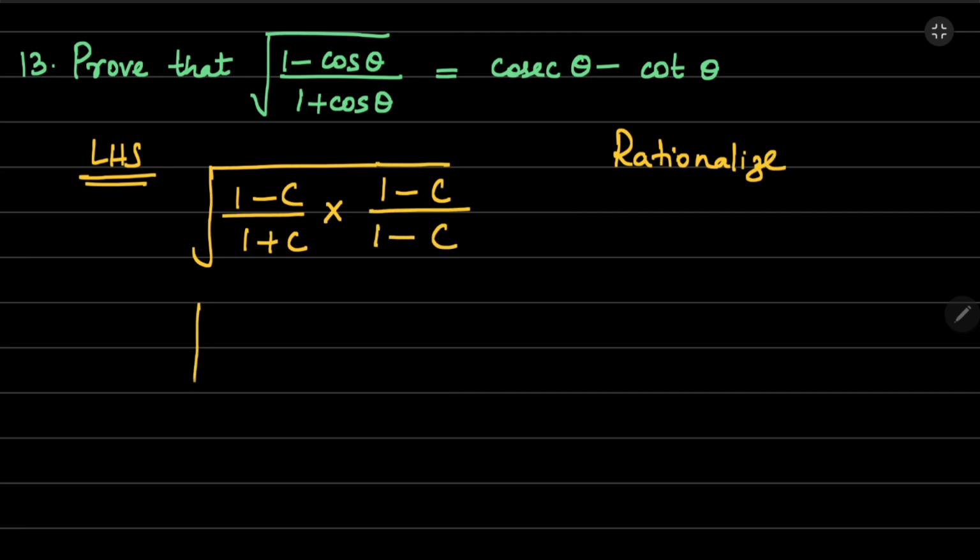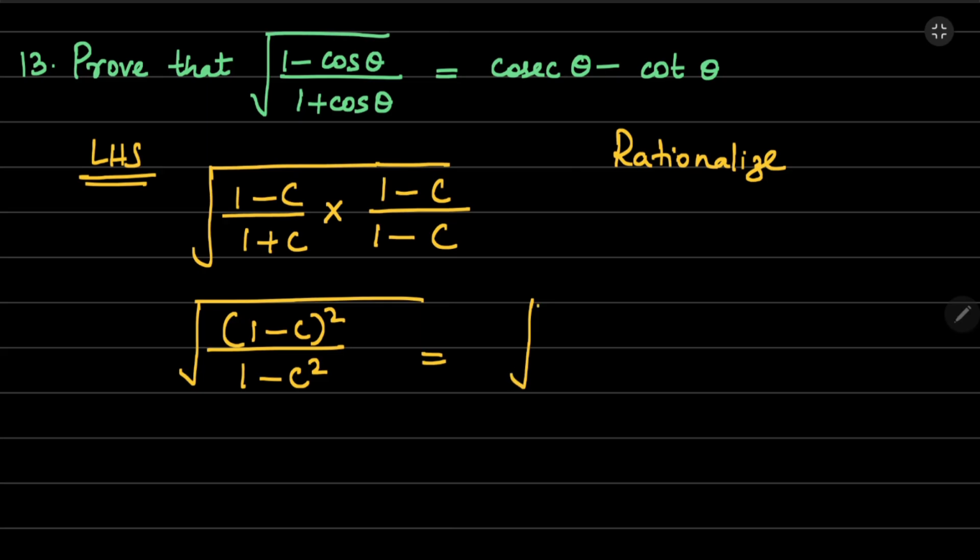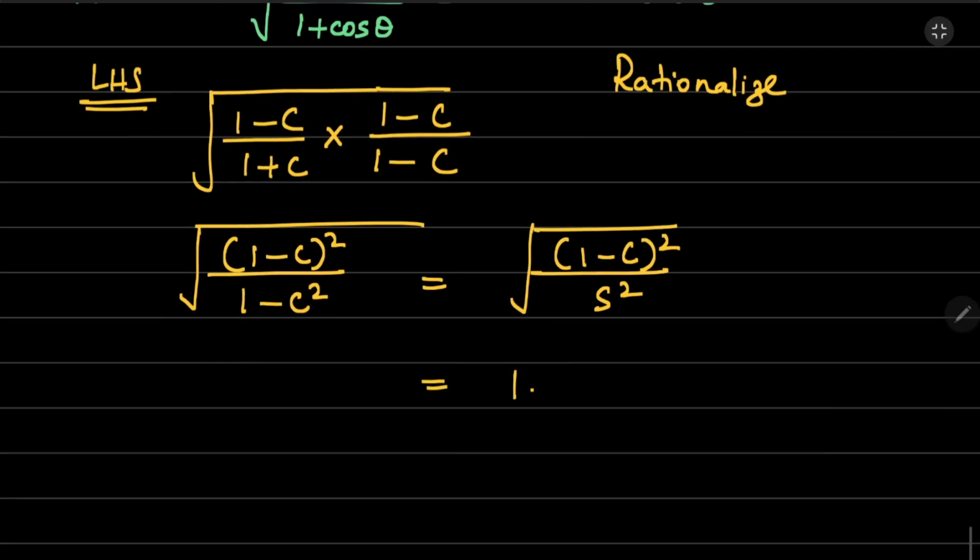So, what do you get? Square root of (1 minus cos) the whole square divided by 1 minus cos square. Okay, so here you will have root of (1 minus cos theta) the whole square divided by, what is 1 minus cos square? It is sine square. So if you remove the square root, you will get (1 minus cos theta) divided by sine theta, because you have just removed the square root here inside. So again, it's the same thing. Root of a square is equal to just a.